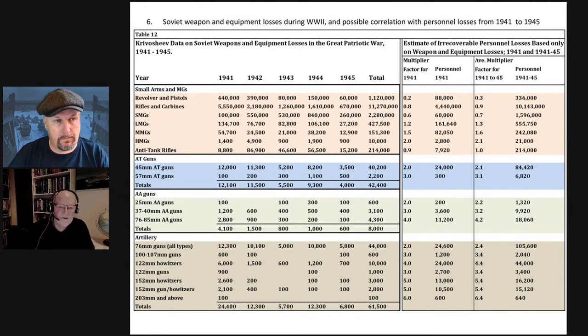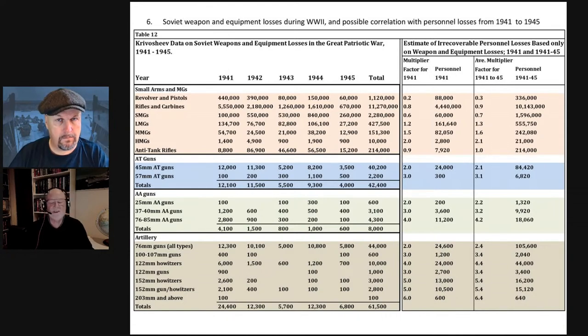So what I thought I'd do is show an analysis that I did. I came up with these multiplier factors based on previous information. From other campaigns, I found that roughly between 1.2 and 1.3 small arms would be lost per man. So the factor is really equipment per man, if you like, and the reciprocal of that is the opposite. So basically that equates to roughly 1.3 rifles per soldier in 41.